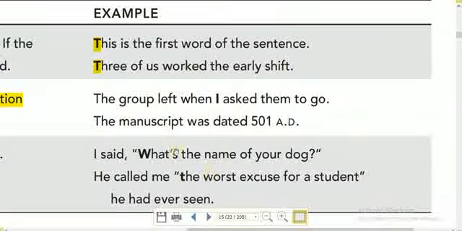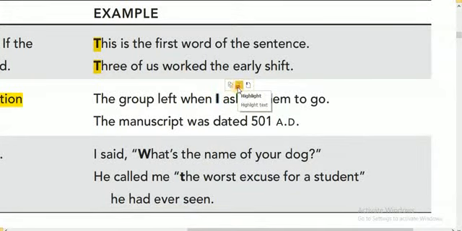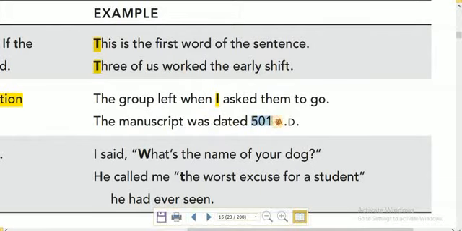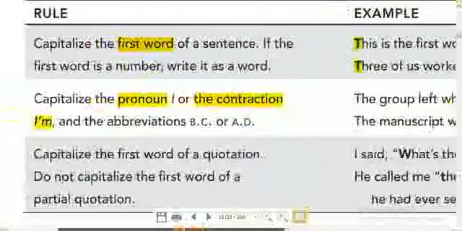The group left when I asked. This is a pronoun, okay? This is a verb, we do not capitalize. I asked them to go. The manuscript was added in 501 AD. It's just AD that is being capitalized.